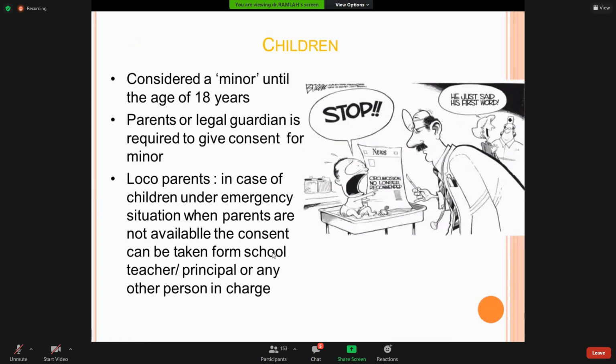In cases of the children considered minor until the age of 18, take care. Parents or legal guardian are required to give the consent for the minor, or the loco parentis. Loco parentis, basically, like in cases of the school, teachers work as the loco parentis. They can replace the parent. Like if the students went for that party or the picnic and something happened there, misfortune has occurred, so they can go and take that emergency treatment by giving their consent. Okay, so law assumes that they act as a loco parentis.